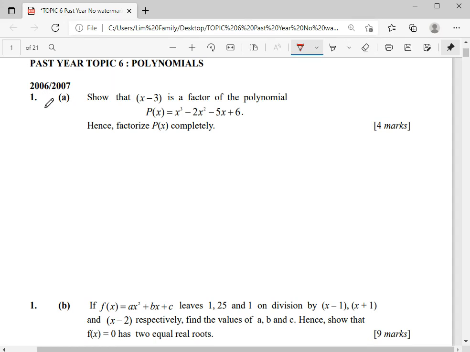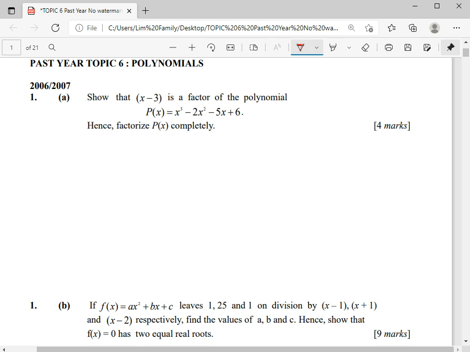So for this question 1, show that x minus 3 is a factor of this polynomial, hence factorize completely. So how to show? When we do a question of show, verify or prove something, it is very important that our working is written clearly.